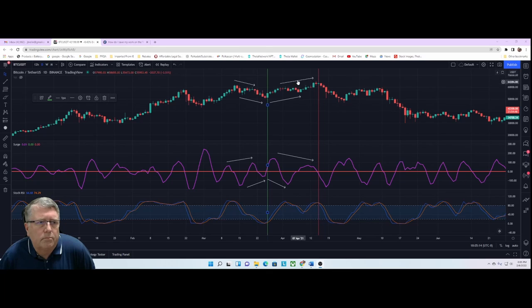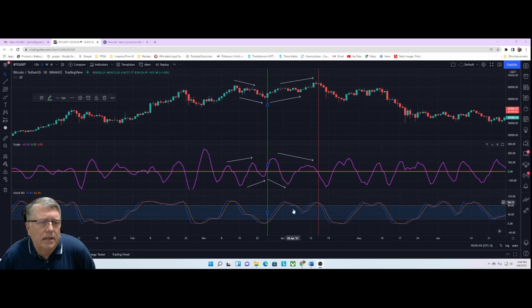Now the sell also occurred right up in here. So the sell is the exact opposite. You can see the market is making higher lows and higher highs, whereas the oscillator is making lower lows and lower highs. And then the turn of the stochastic gave you the signal to go short.